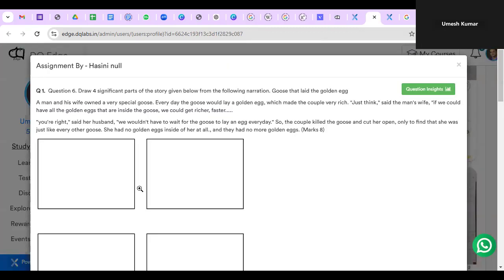Let us see this one. Okay, so draw four significant parts of the story given below from the following narration. The goose that laid the golden egg.